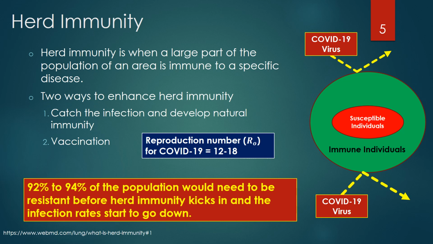Currently, it's thought that the R0 for the COVID-19 Omicron variant is between 12 and 18. This means that one person can infect 12 to 18 individuals. Using this number, we can calculate that 92 to 94% of the population would need to be immune before herd immunity kicks in and the infection rate starts to go down. The initial COVID organism had an R0 value of 2 to 3. The Omicron variant is much more transmissible than the original COVID organism.